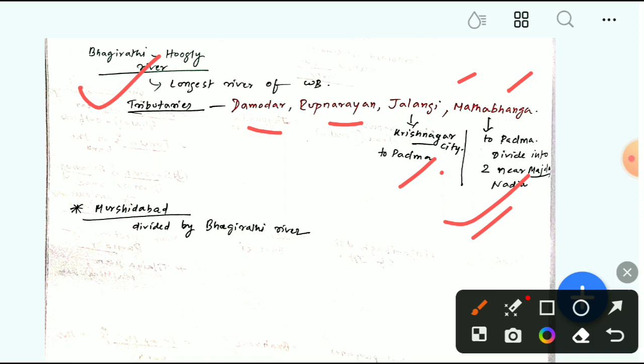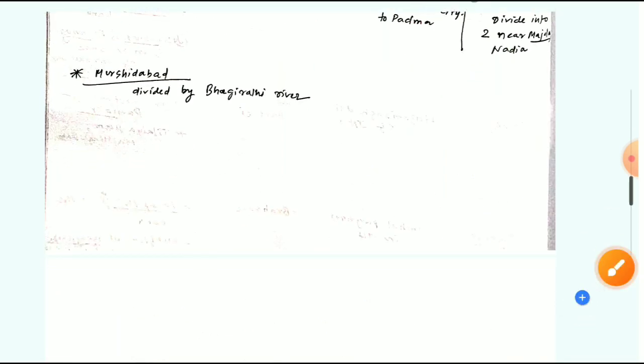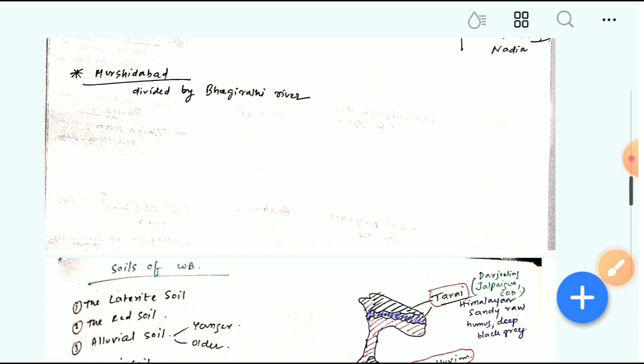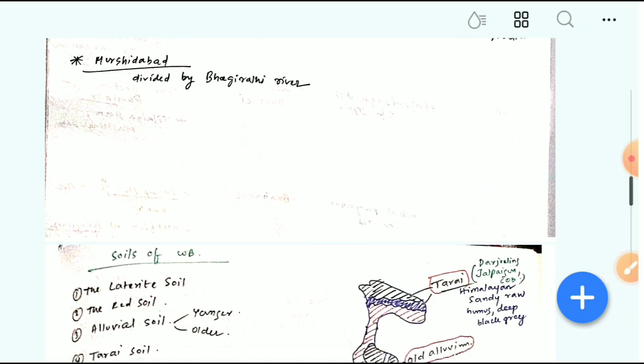And second is the Damodar, and third is the Tista river in North Bengal. Next is Murshidabad. Murshidabad is divided by the Bhagirathi river.